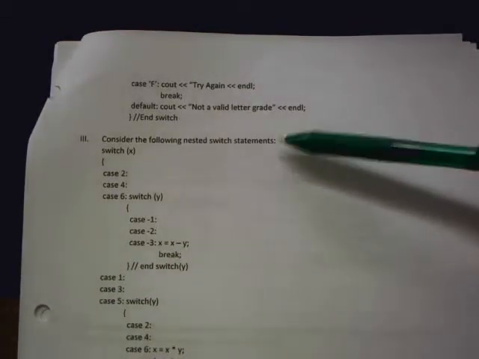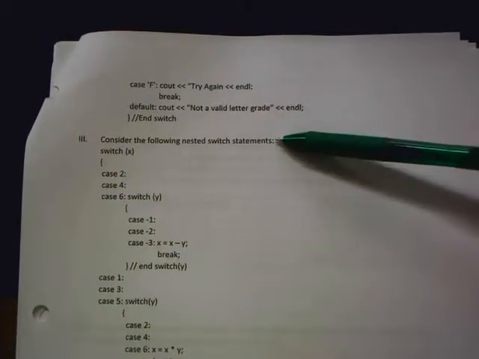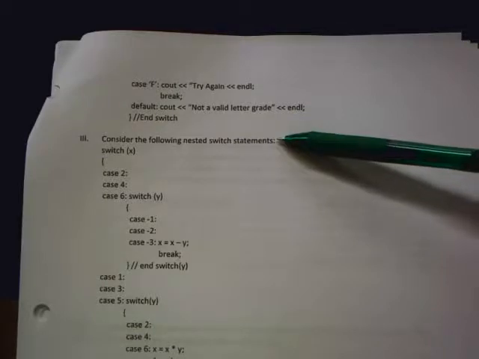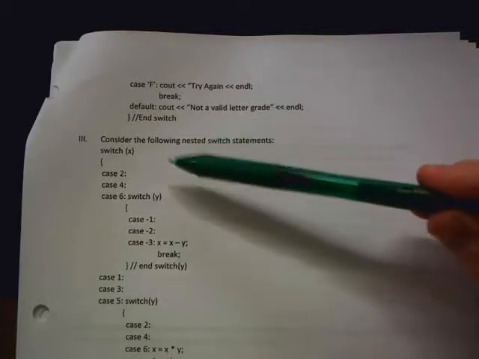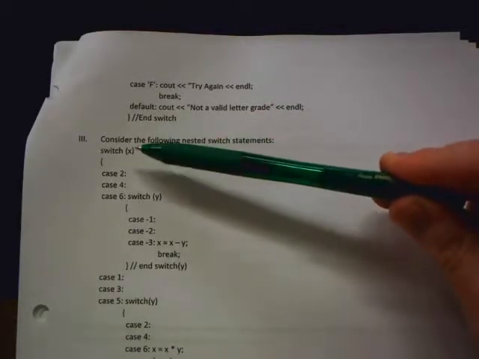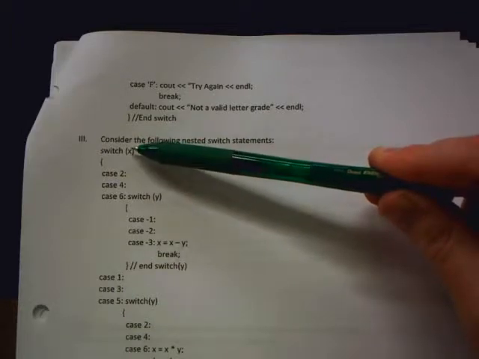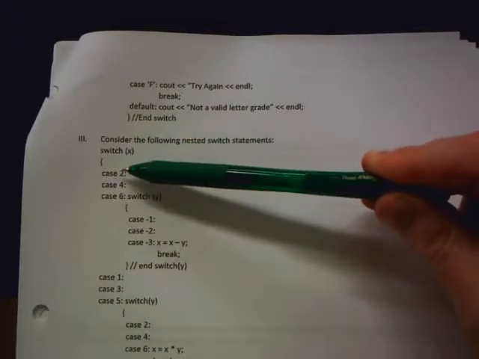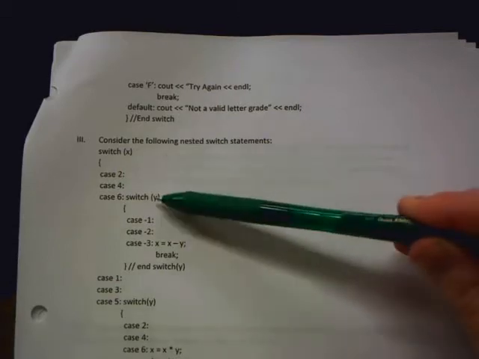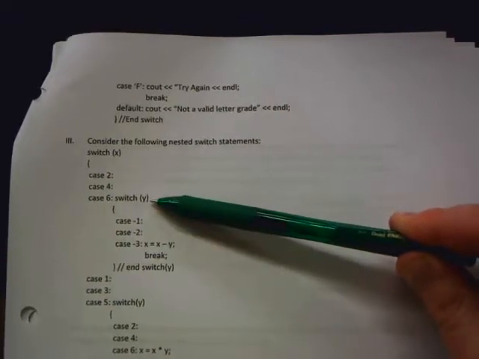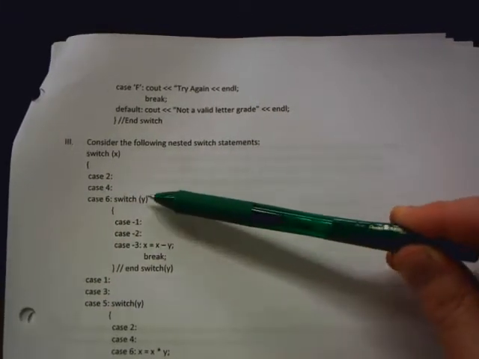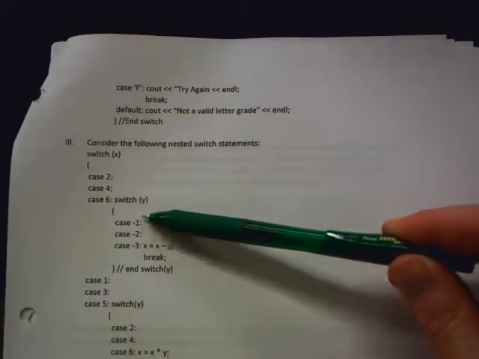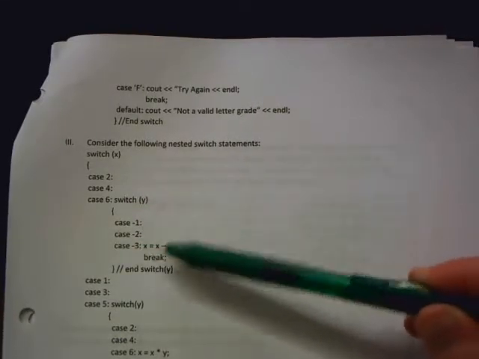So, consider the following nested switch statements. We have switch X. And again, you're not allowed to use single letter variable names, but I am. Case 2, case 4, case 6, and then we have a nested switch because inside a switch we have another switch, switch for Y. Case 1, case -1, case -2, case -3.